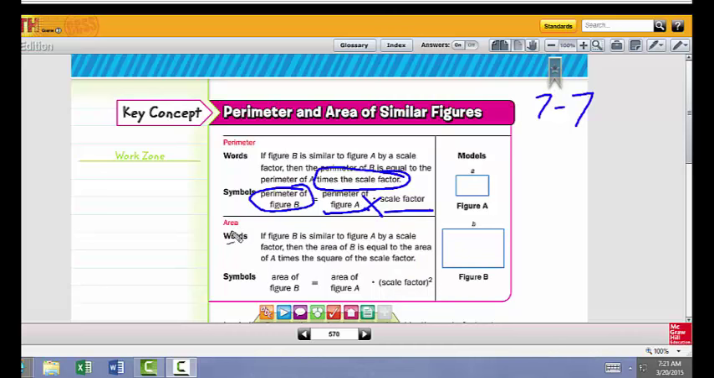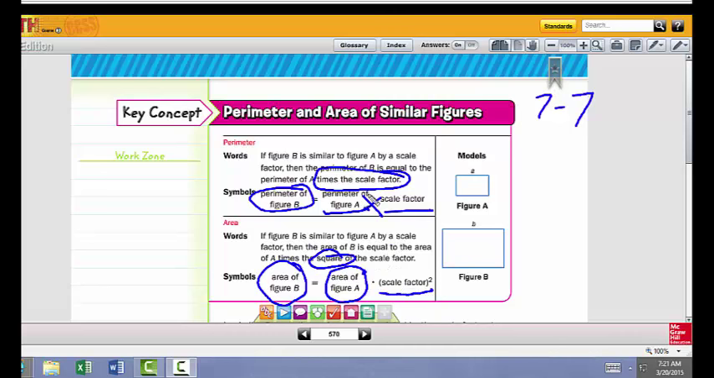When it comes to area, if the figure B is similar to figure A by a scale factor, then the area of B is equal to the area of A times the square of the scale factor. That's the only difference between the two. This is definitely something you need to either put in words or symbols or both on your gold sheet in order to keep track of it. But in this case, in order to calculate the area of figure B, we would have to take the area of figure A, which in some of these problems is just going to be given to you, and multiply it by that scale factor squared.